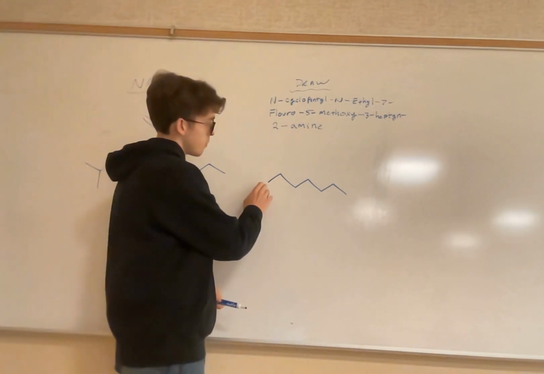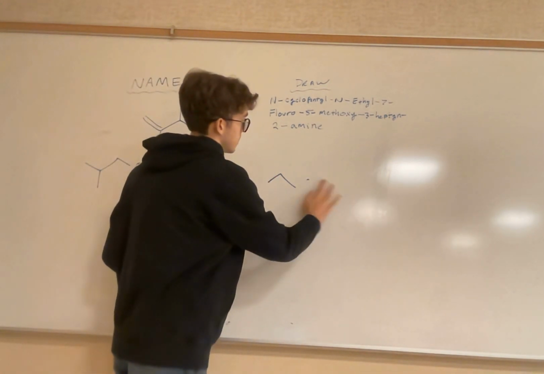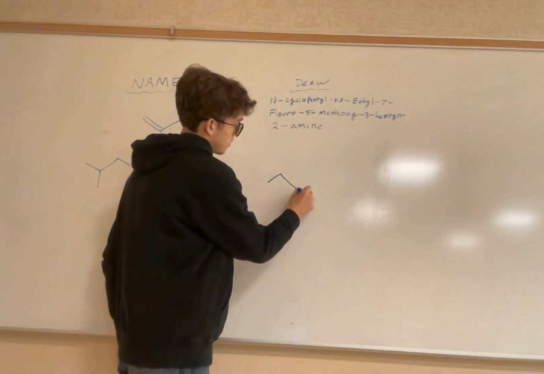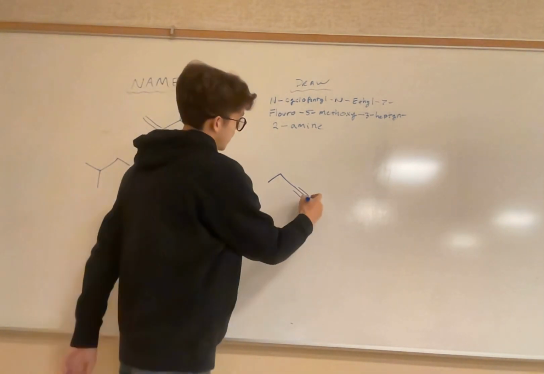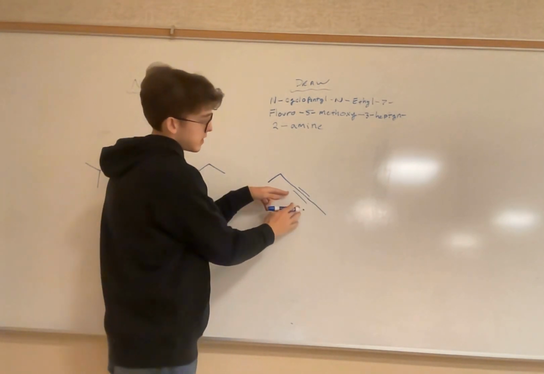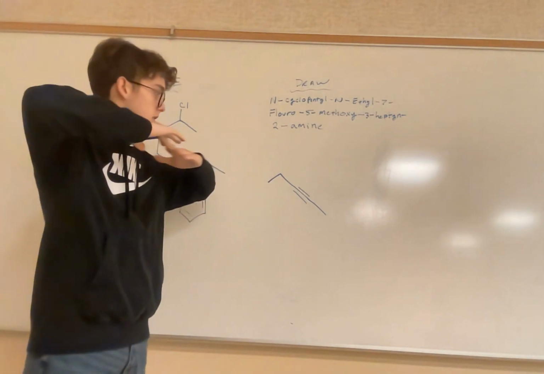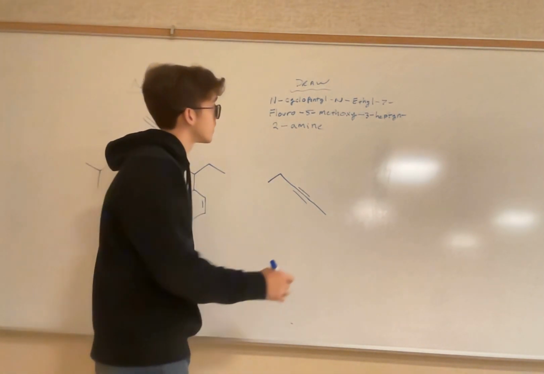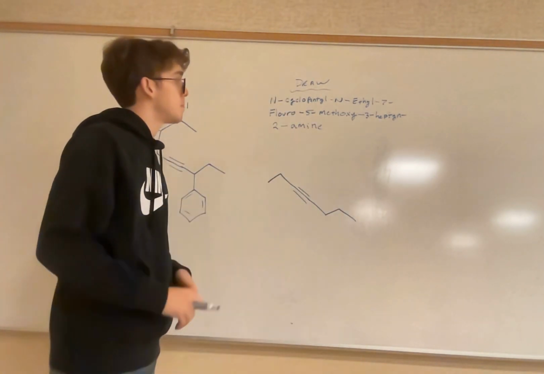So if we go 1, 2, 3, it's going to be there, so we'll get rid of that part of the molecule for now. 1, 2, 3, we're going to put our triple bond in, right, because that's what an alkyne is. And then like that. Remember that this has linear geometry and it's going to be linear. So 1, 2, 3, 4, 5, 6, 7, right? So that's heptyne.